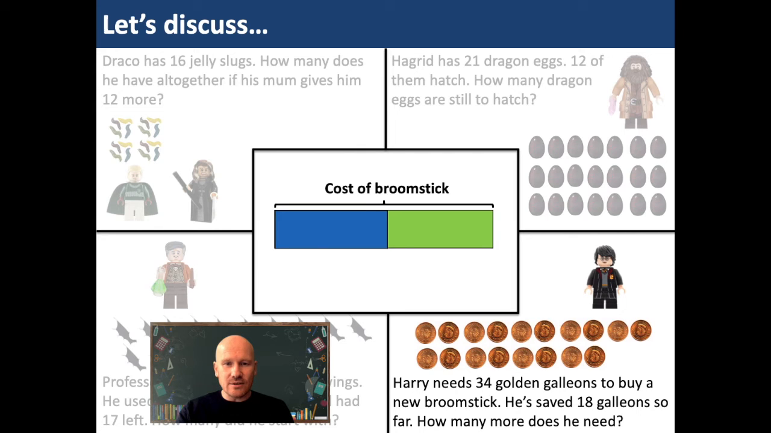We'll split it into two parts again. The reason we've got it in two parts is because we've got how much he's saved so far and how much he still needs. So there we've been able to describe the whole and we've been able to describe the parts. Now that we've done that, we can put in those values that we know. And in this case, we know the whole amount is 34 galleons because that's the cost of the broomstick, and we know that he's saved 18 galleons so far, so that's one of the parts.